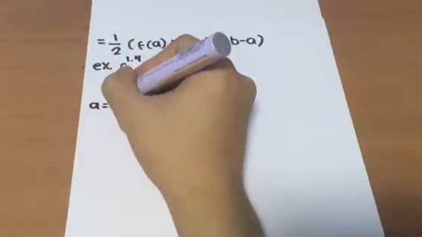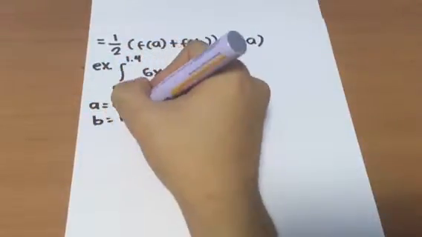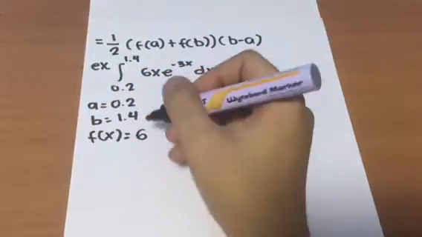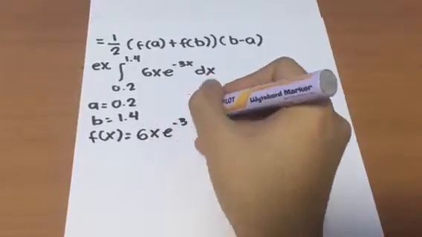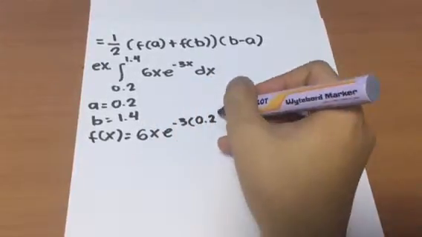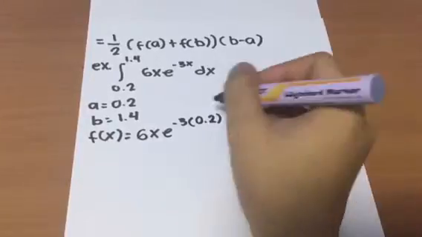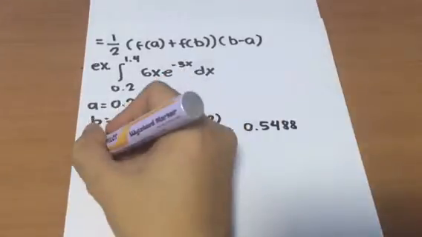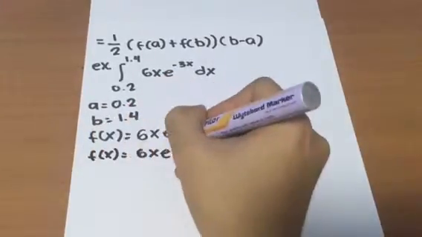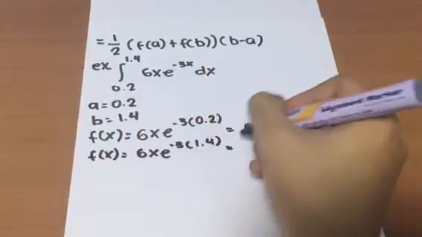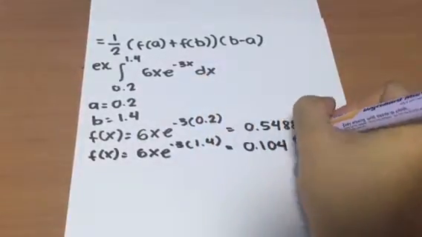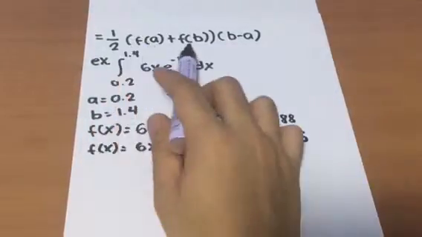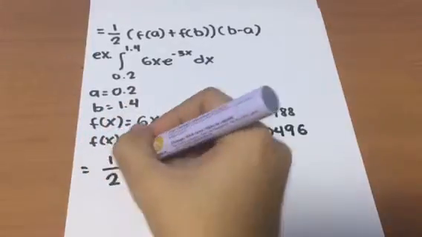So let's start. Our a here is 0.2 and our b is 1.4, and we have the function 6x e raised to negative 3x. So we get the function of a by substituting a for x, and we get 0.5488. We substitute that also for b, or the function of b, and we get 0.10496.